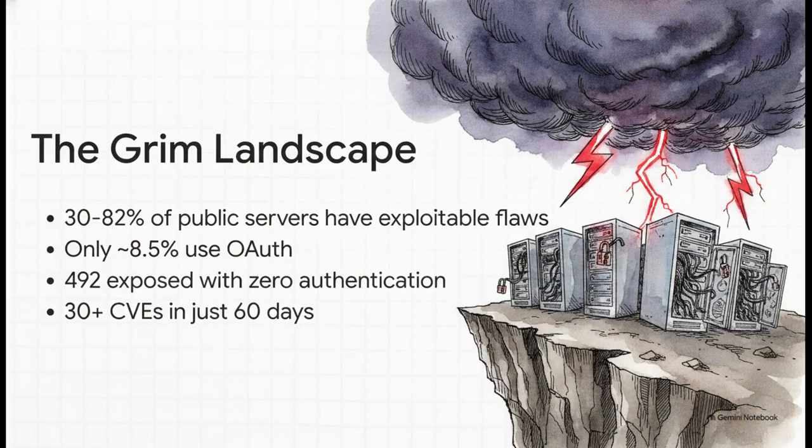The landscape right now is frankly grim. Independent scans are showing that anywhere from 30 to 82% of public MCP servers carry an exploitable flaw. Why? Because the absolute basics of security were essentially ignored in the gold rush to adopt. Get this, only about 8.5% of servers even use OAuth authentication. In fact, Trend Micro found nearly 500 MCP servers sitting completely exposed on the open internet with zero authentication. None. When you combine unauthenticated access with tools that can literally execute code, you get that terrifying spike of over 30 CVEs filed in just the 60-day window.